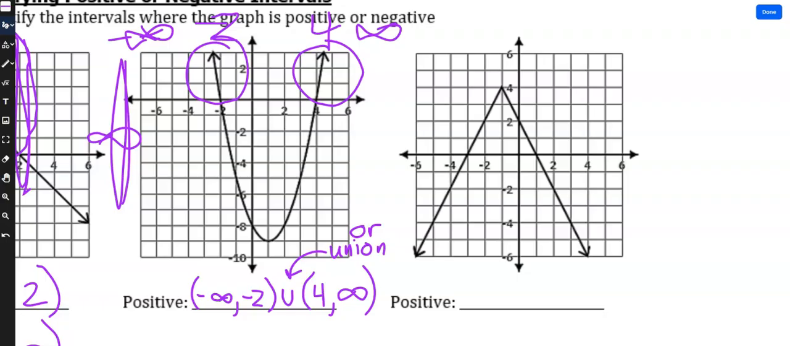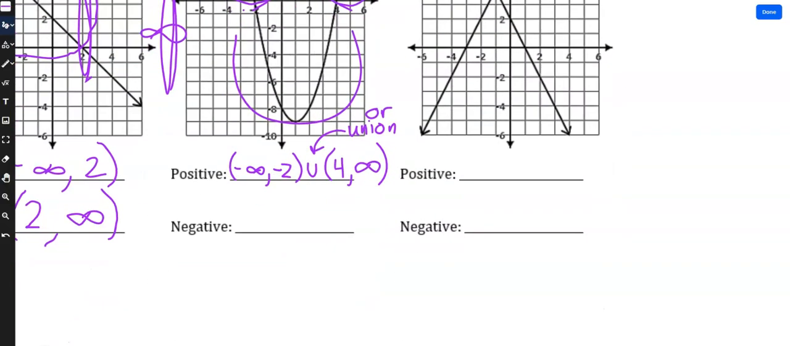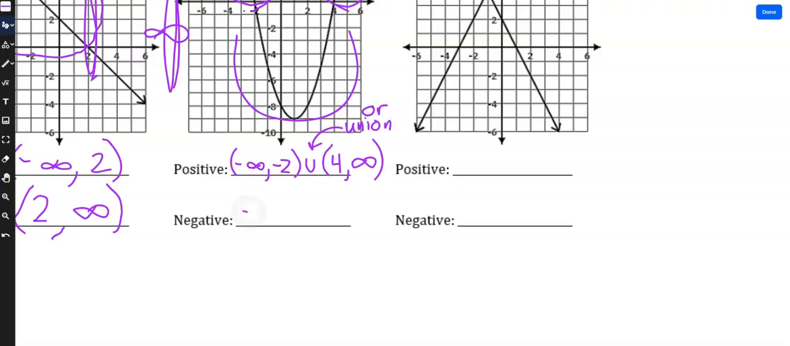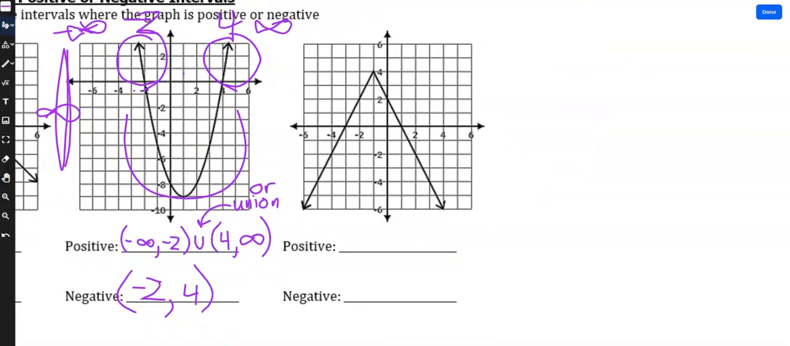Now, where is it negative? Well, that would be this big chunk in the middle, right? So that would be from -2 to +4. Everything in between those, that interval, all the y values are negative. Okay? So next one over here, we've got a positive interval right there from -3 to +1.